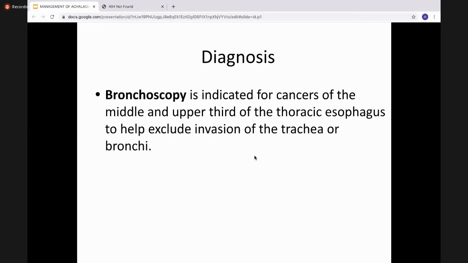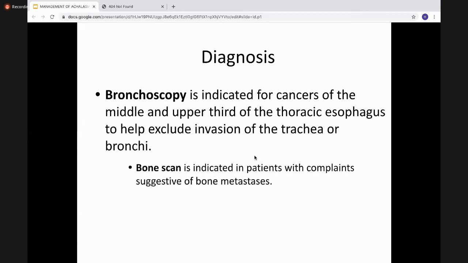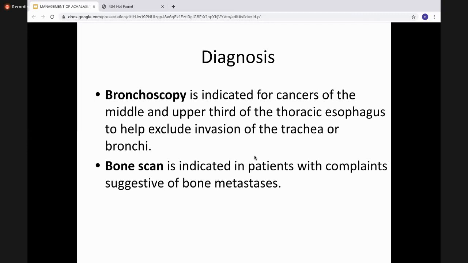And then bronchoscopy should be done to exclude tracheal involvement, because sometimes when the disease is progressing, it may cause a fistula in the trachea, and it can be diagnosed through the bronchoscopy. Invasion of the trachea can be diagnosed through the bronchoscopy, and a bone scan can be asked to see the bone metastasis. This also comes in the distant metastasis, stage 4 disease.